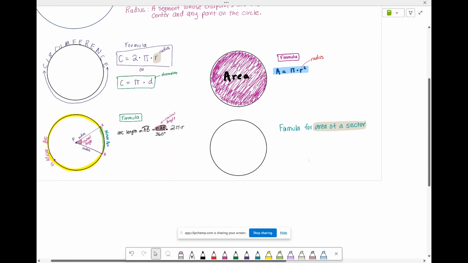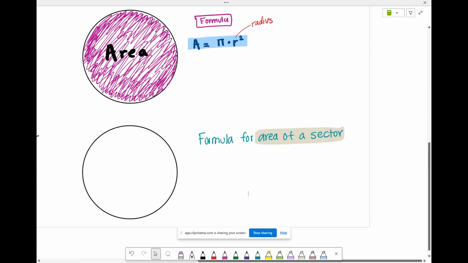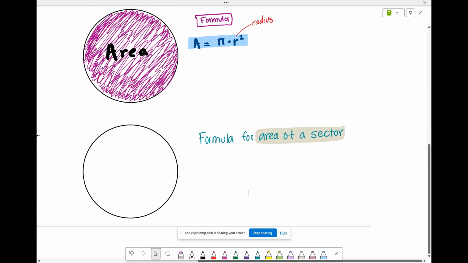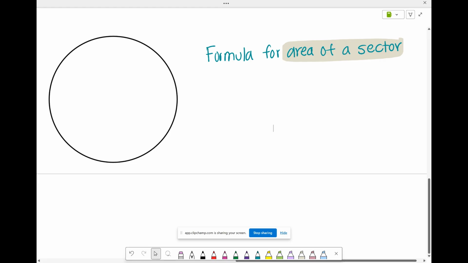Let's go ahead and look at another calculation that we can do with circles. We already covered the area of a circle, circumference, and arc length. So the area of a sector is a portion of the area of the entire circle. Let's illustrate what that would look like.